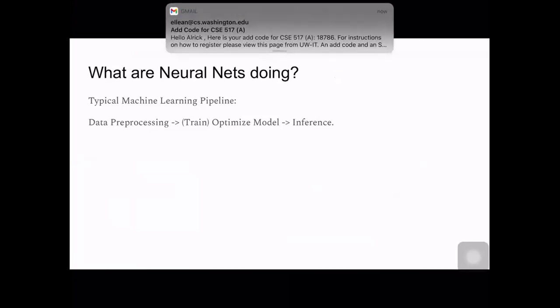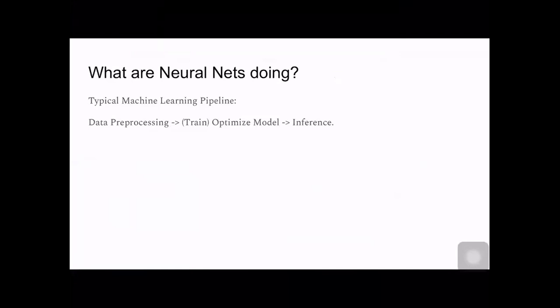So cool. Let's get into what neural nets are actually doing and how they function. So basically, this is what a typical machine learning pipeline looks like. There is this data pre-processing part. Data pre-processing consists of scaling your data, normalizing your data, and converting RGB images to grayscale and the reverse. The next thing you do is take this pre-processed data and train your model, or optimize your neural net model with it. And the last step is to evaluate your model to know how well it is performing.